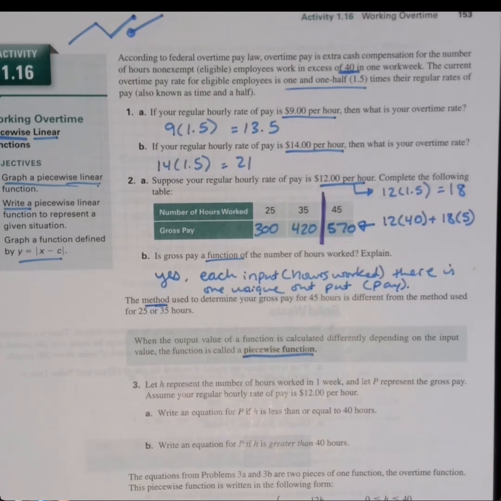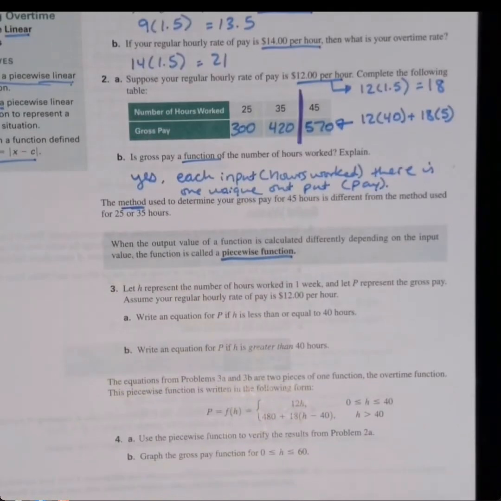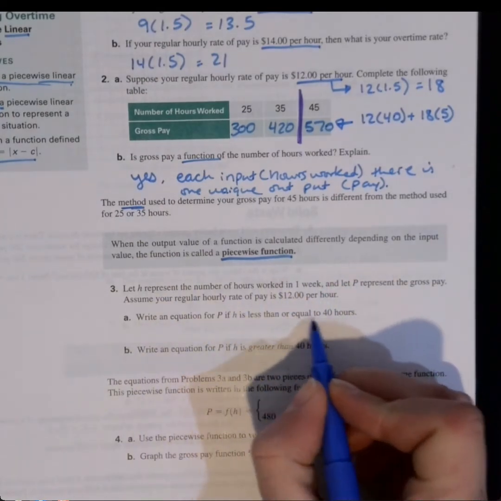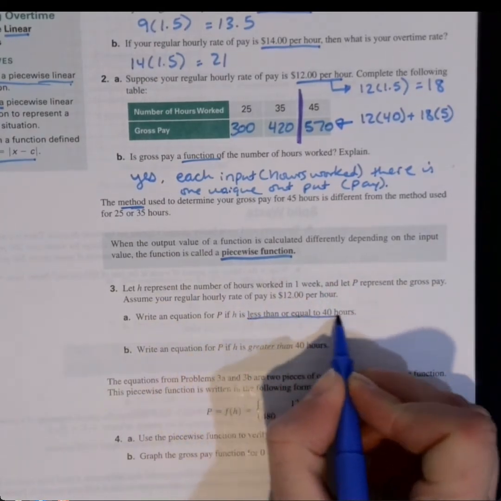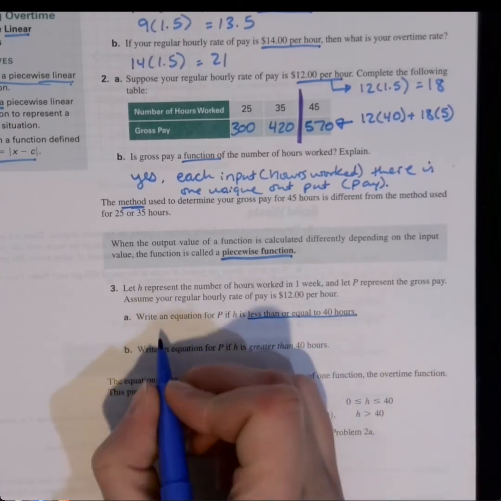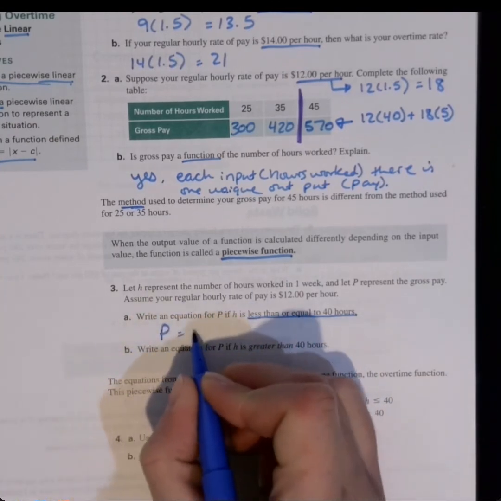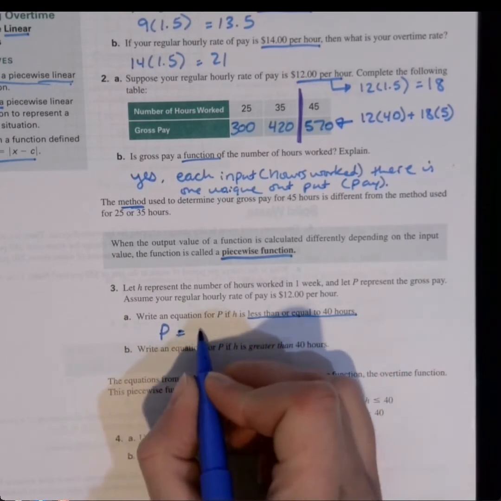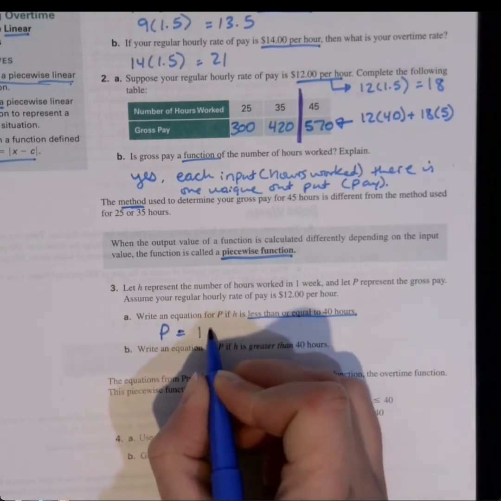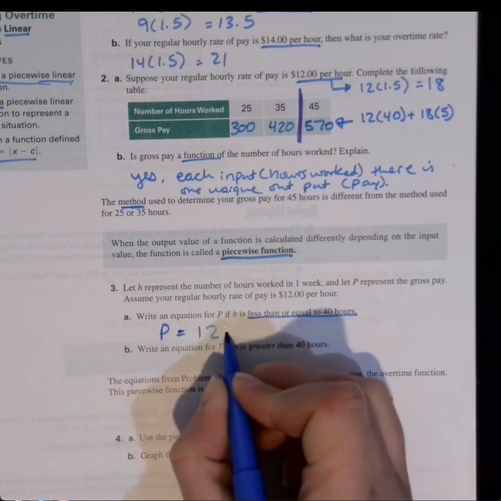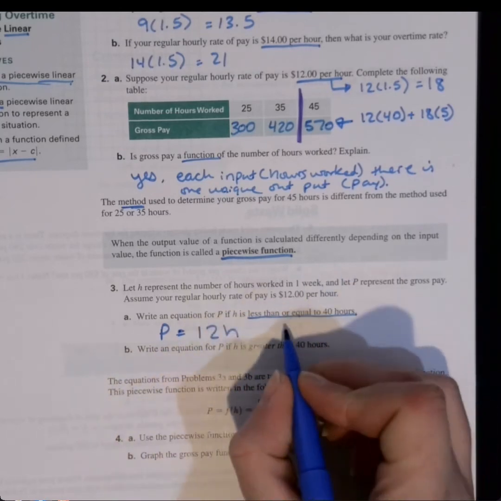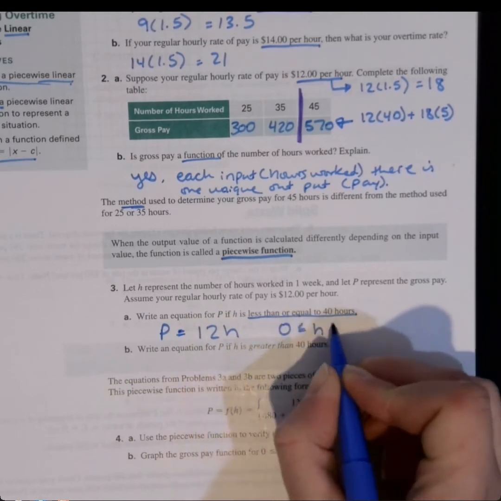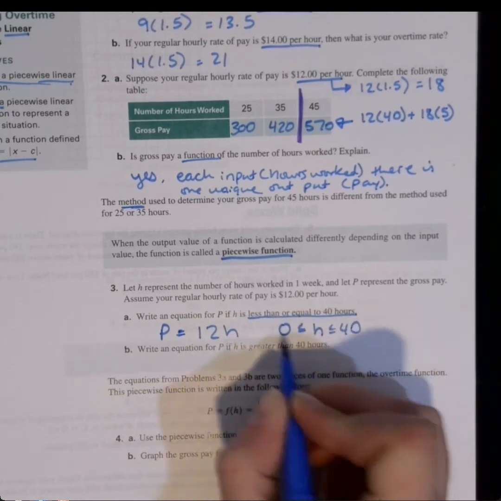All right, so we're going to write our equation for this function. If we have less than or equal to 40 hours, then if I'm working regular time, not overtime, my pay is 12 times the number of hours. And so I use this function if I work between 0 hours and 40 hours.